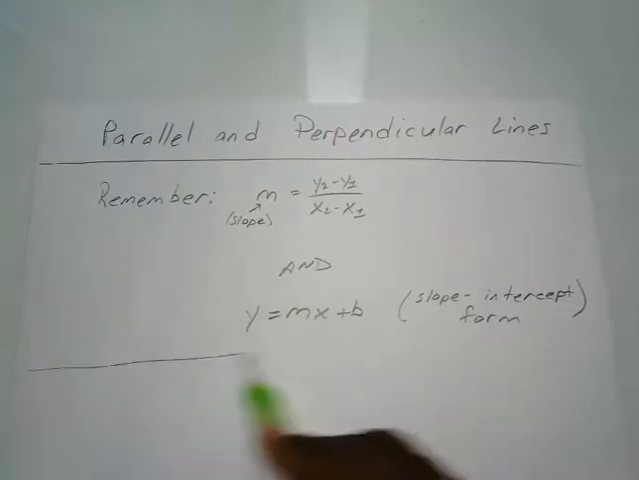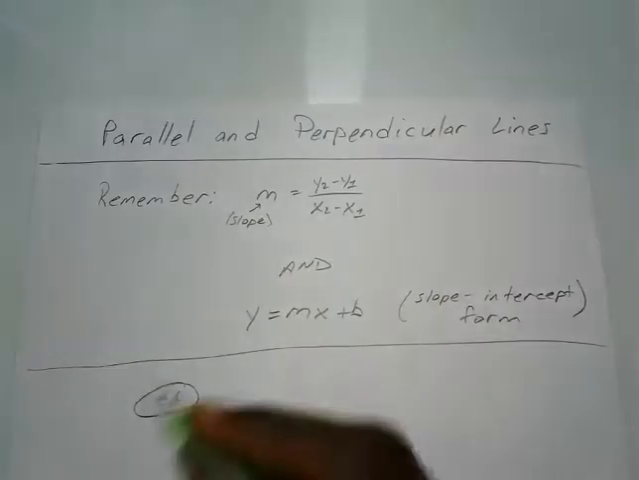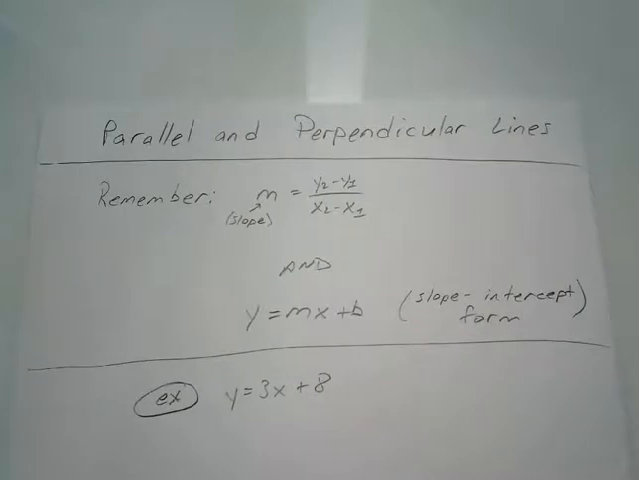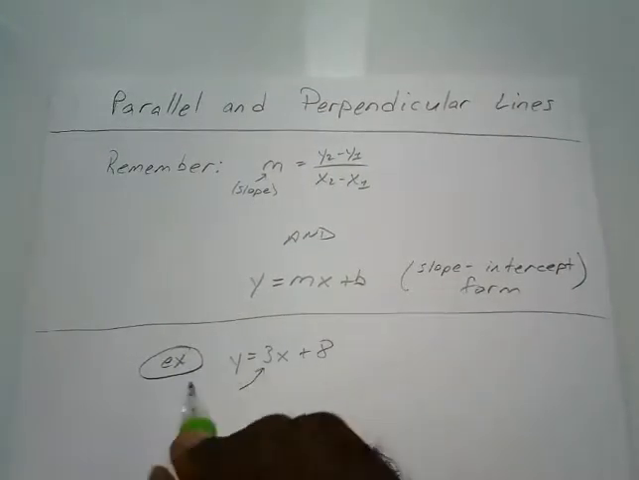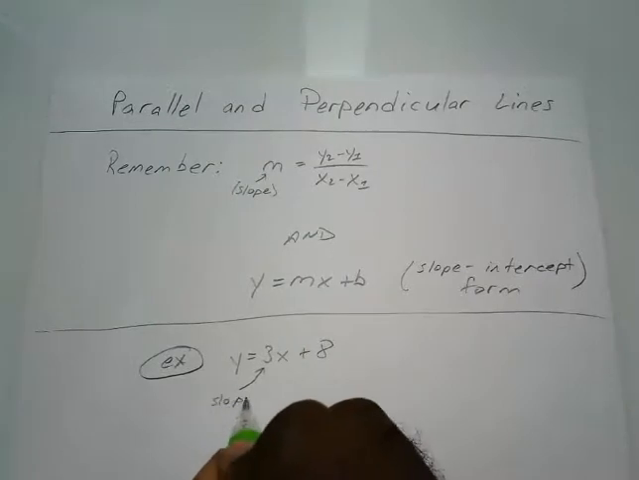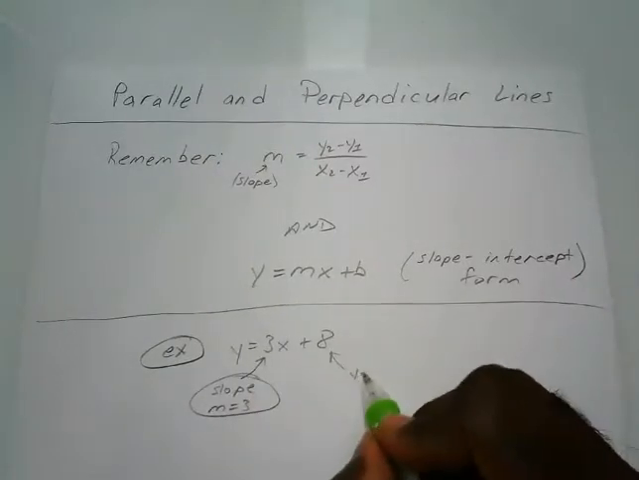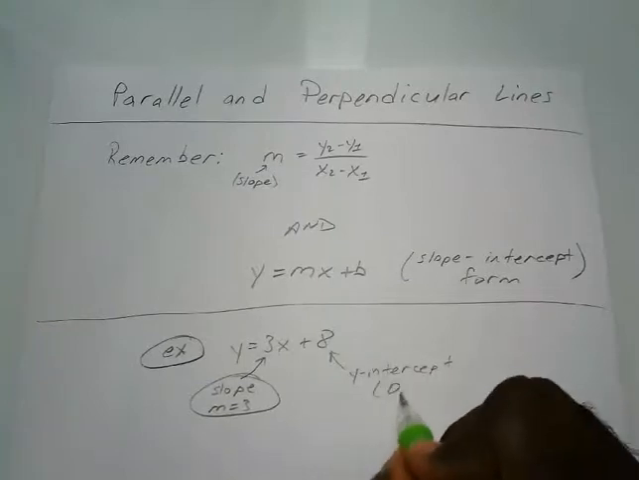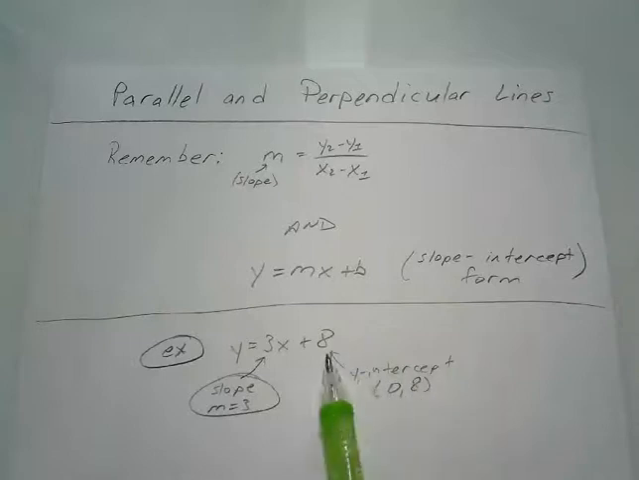Okay, so for example, if you have y equals 3x plus 8, we can see here that your slope is m equals 3, and your y-intercept is 0, 8. Remember, your b is equal to 8, so it's 0, whatever that b value is.